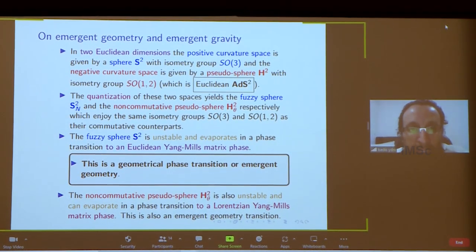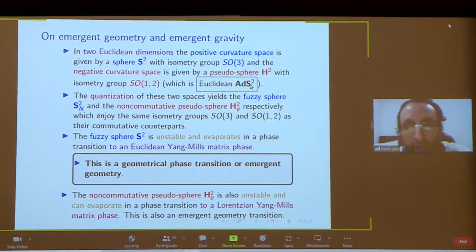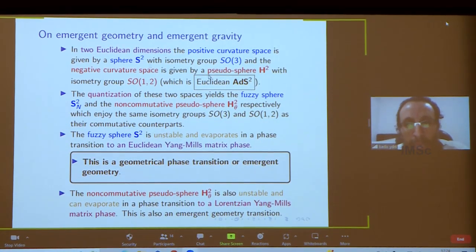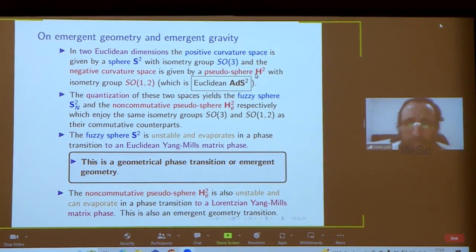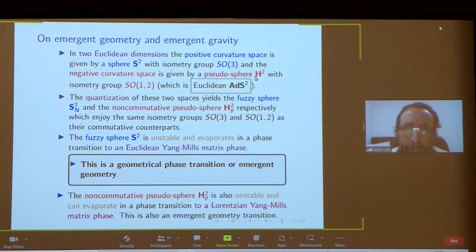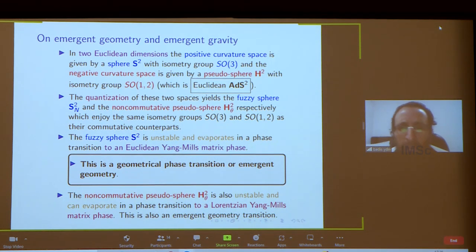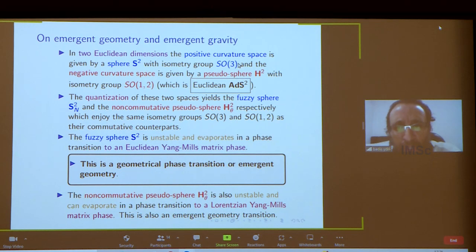So we know that in two Euclidean dimensions, we have two constant curvature spaces, the sphere S2, and the pseudosphere, H2. The pseudosphere is our Euclidean AdS2. We are mostly interested in Euclidean AdS2, so that the discussion will be more rigorous. And of course, AdS2 and the pseudosphere are related by the standard Wick rotation. The quantization of the sphere is known to be given by the fuzzy sphere. The quantization of the pseudosphere is given by the non-commutative pseudosphere H2 theta. They have the same isometry groups as the commutative spaces.